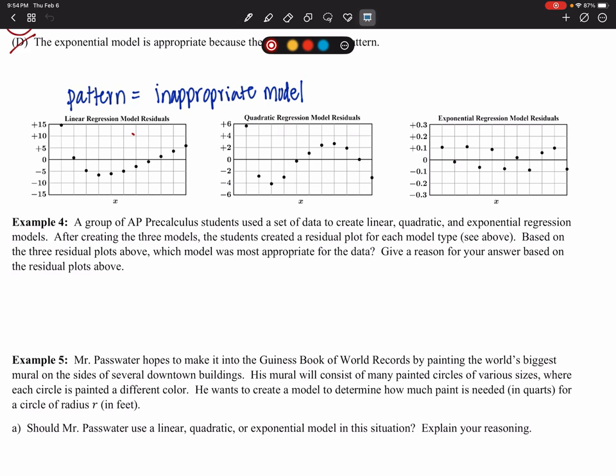So I'm going to do a little bit of writing here. I'm going to say that this first one shows a pattern. So this is a residual plot. So this is the residuals. This residual plot is most definitely showing a pattern. Therefore, when it's a pattern, the model is not appropriate.